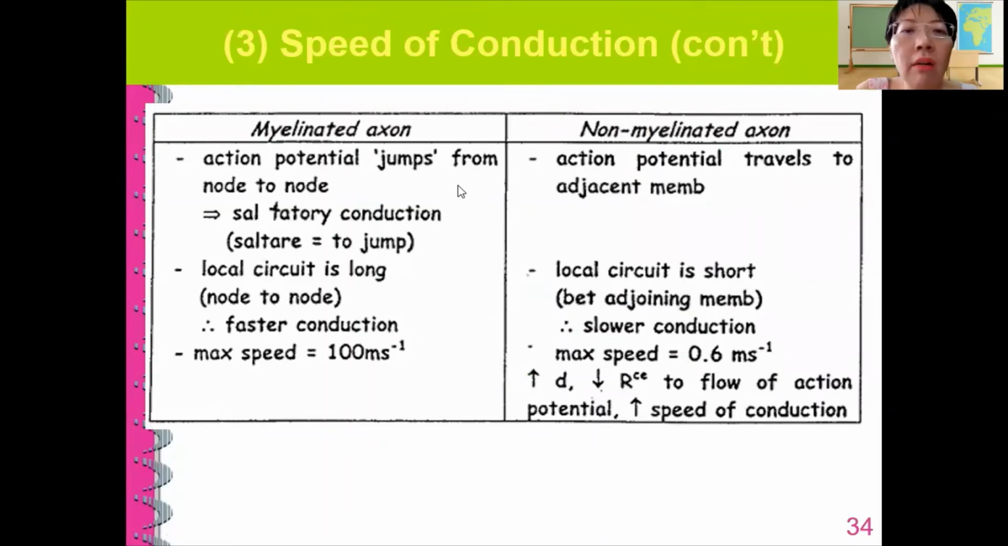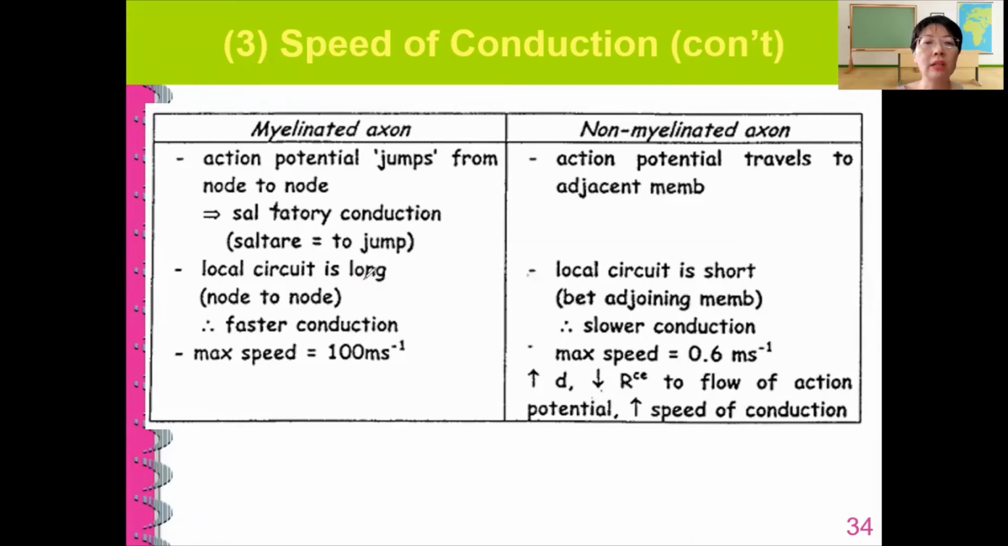All right. So this table actually shows a comparison between myelinated and non-myelinated axon. So myelinated axon action potential jumps from node to node. So this is called saltatory conduction because saltare means to jump. So the local circuit is long. That means whenever the sodium ions move, right, it actually creates a circuit. I will explain this one in the next lesson, okay?